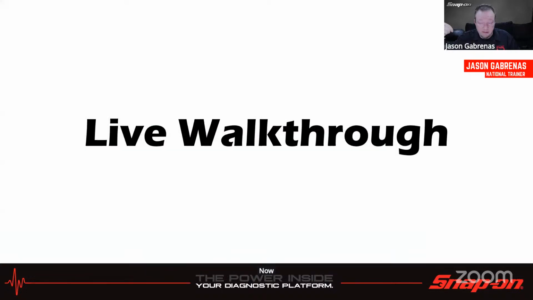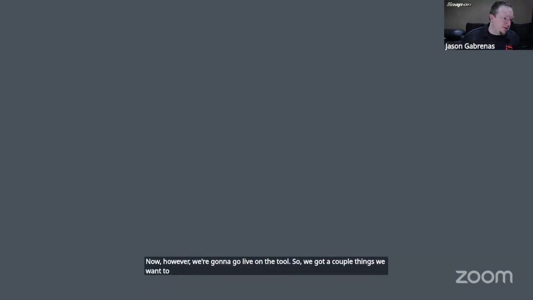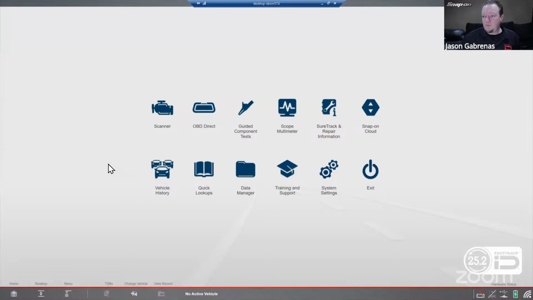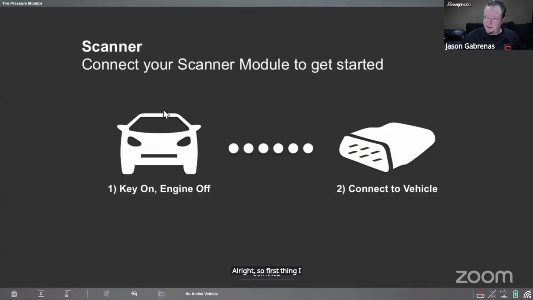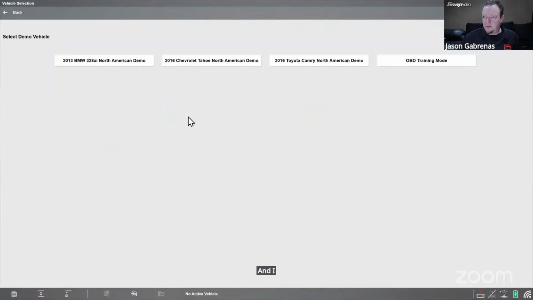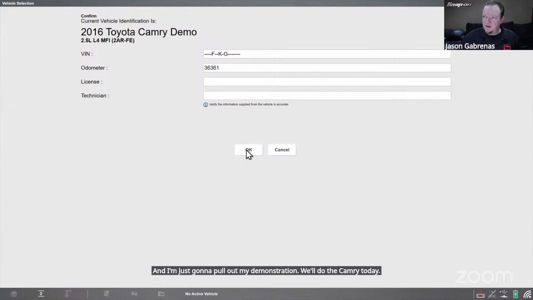Now, however, we're going to go live on the tool. So we got a couple things we want to talk about here. All right, so first thing I want to do is I'm going to pop in a scanner, and I'm just going to pull up my demonstration. We'll do the Camry today. Don't need to do the Tahoe every time.